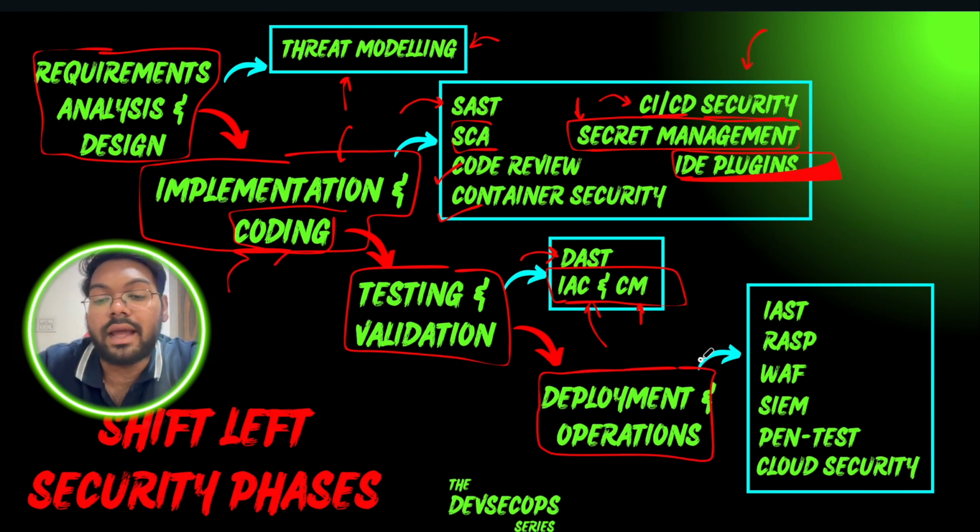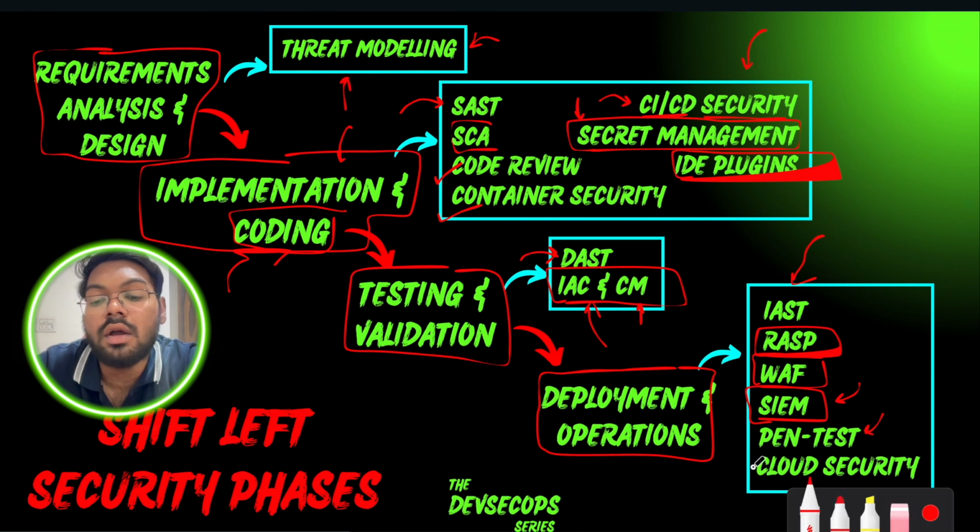Once the application is live on the production environment, we can integrate IAST, interactive application security testing tools, then RASP tools, runtime application self protection tools. Then we can apply firewalls, web application firewalls. We can set up alerts and triggers to mitigate issues, which is SIEM, security incident and event management. Then we can do some pen testing once the application is deployed on an environment, and we can also look into cloud security.